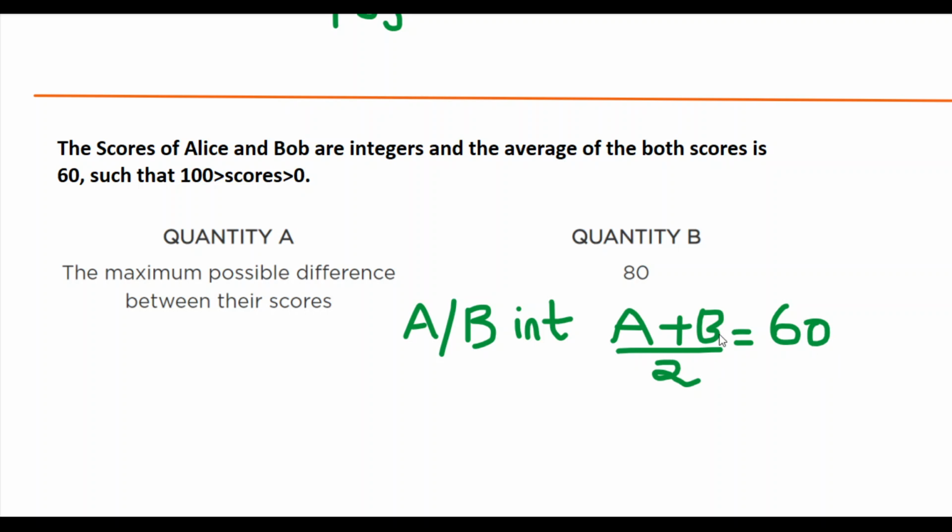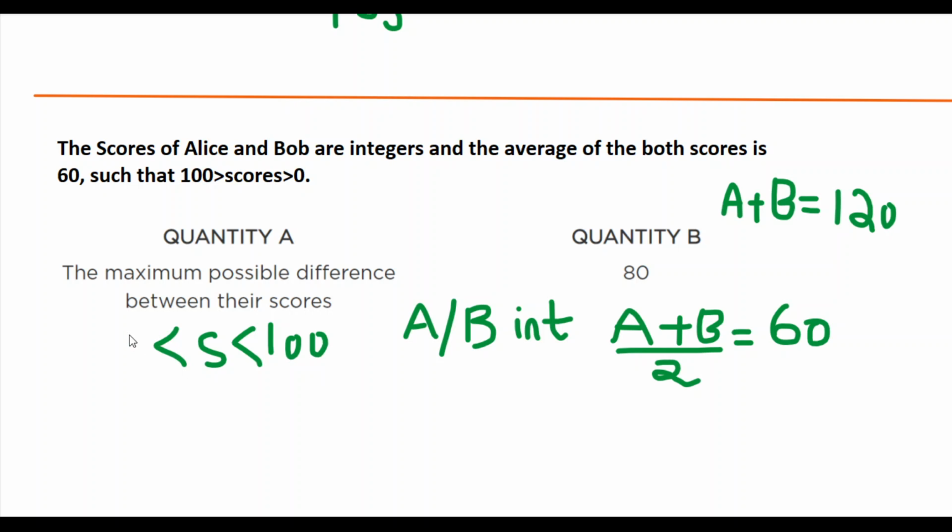One thing that I can derive from that, just as a side note, is that the sum of score A and score B is going to be 120, simply multiplying to the other side, okay? Such that the scores are between 100 and 0. Okay, so the scores are integers, and the score can be less than 100, and it has to be greater than 0. Okay. So the question is asking for the maximum possible difference between their scores.